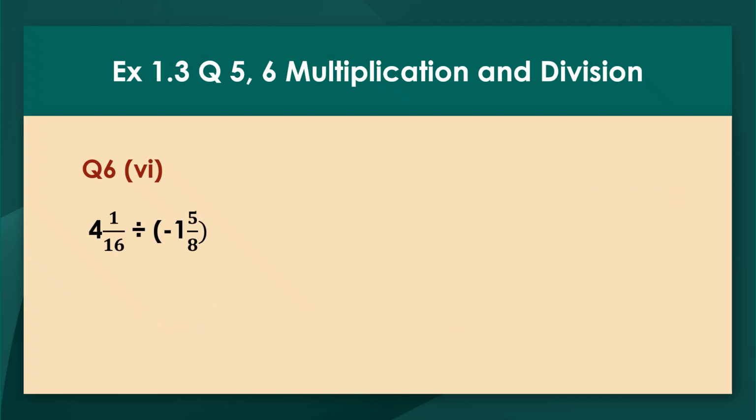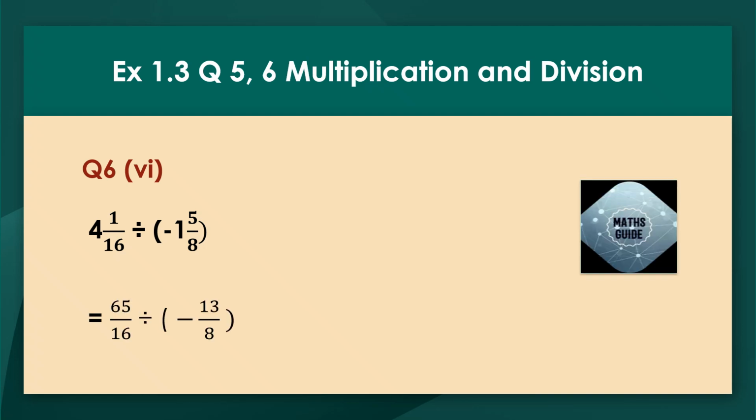Now question number 6, part 6. Again we have both mixed numbers. So let's convert these mixed numbers into improper fractions by multiplication and addition. 16 into 4, adding 1, we get 65 by 16, divided by 8 into 1 is 8 plus 5, 13 by 8. Now, after converting the mixed numbers into improper fractions, we will take the reciprocal. After reciprocal, we will keep the first fraction, change the sign, and flip the second fraction.